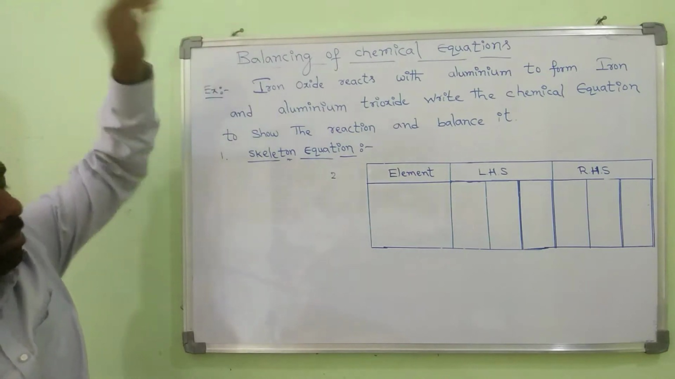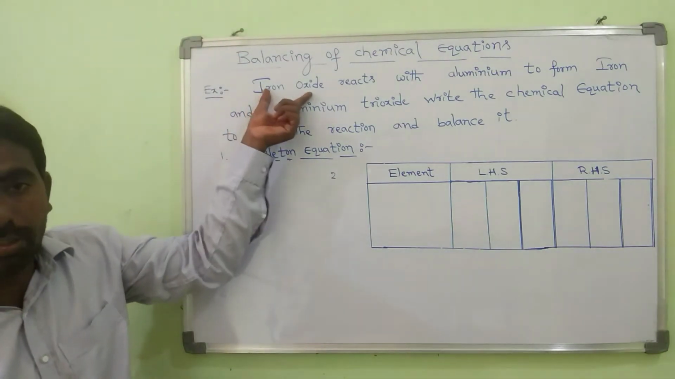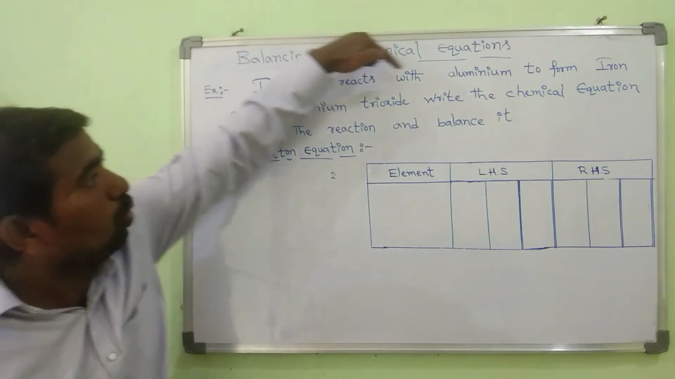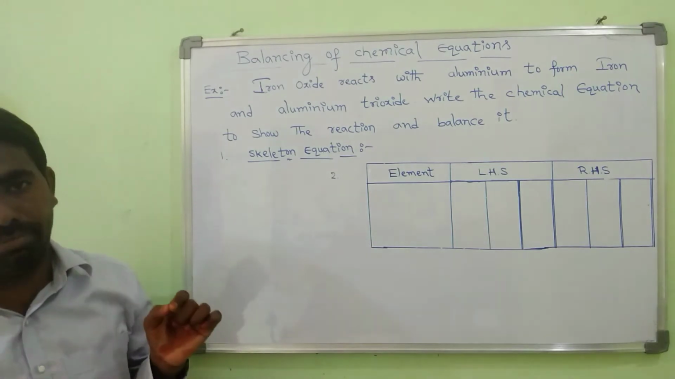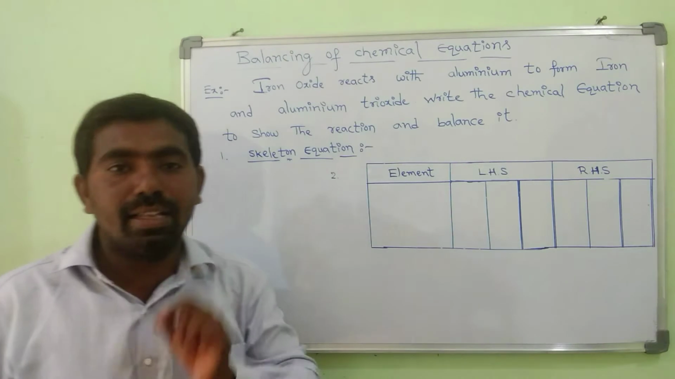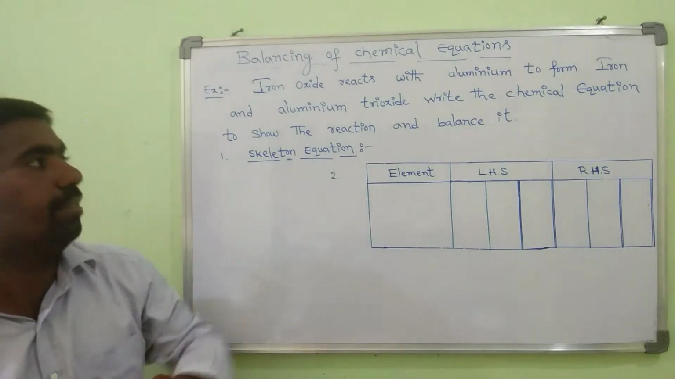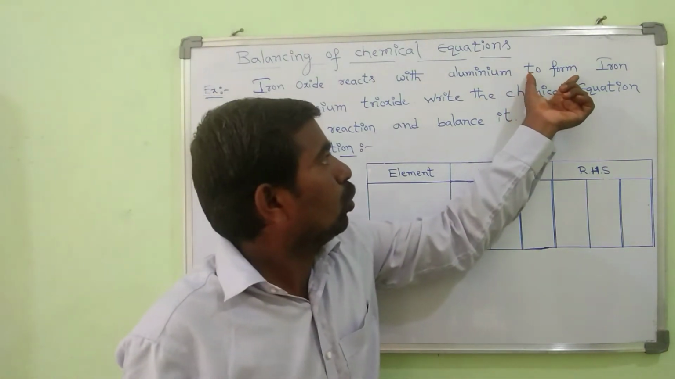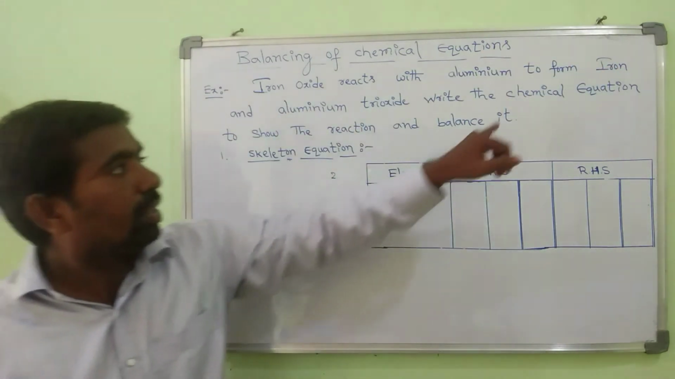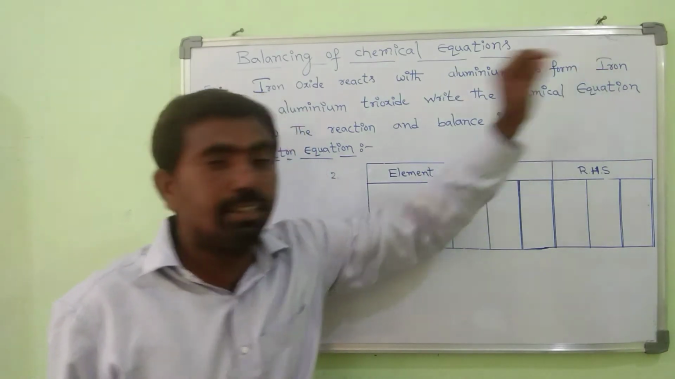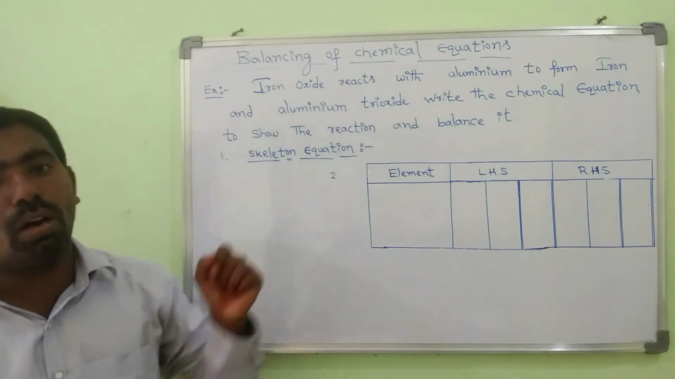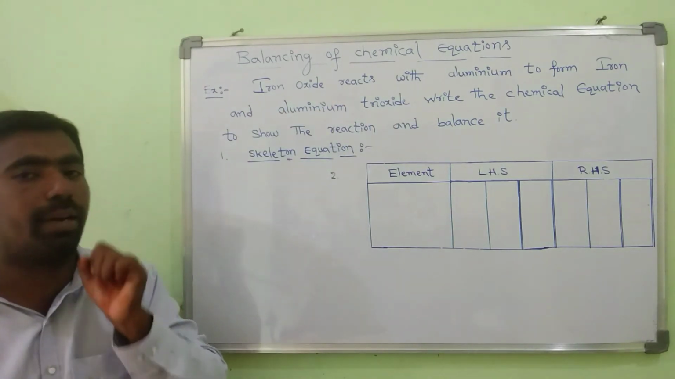So according to this example, iron oxide reacts with aluminium. That means these two are reacting with each other. That's why these two are treated as reactants, to form iron and aluminium trioxide. So in this reaction the formation of iron and aluminium trioxide is taking place. That's why those two are treated as products.